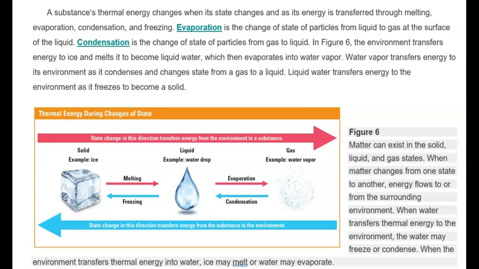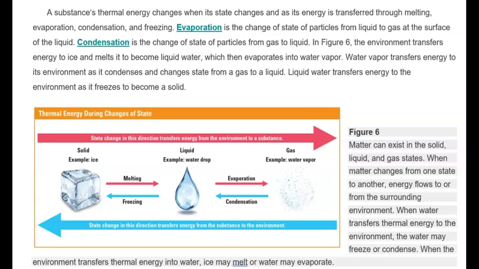So the diagram shows thermal energy during changes of state. The red arrow goes to the right. State changes in this direction transfer energy from the environment to a substance. The blue arrow, the state changes in this direction, transfer energy from the substance to the environment, the other way around. So we have a solid, an example is ice.